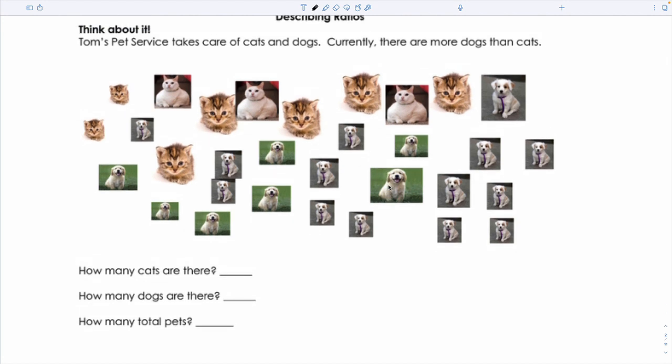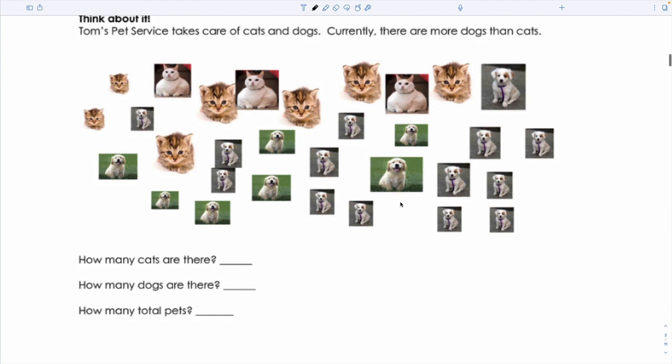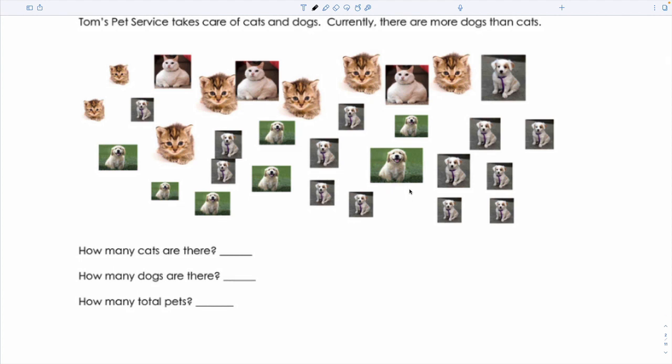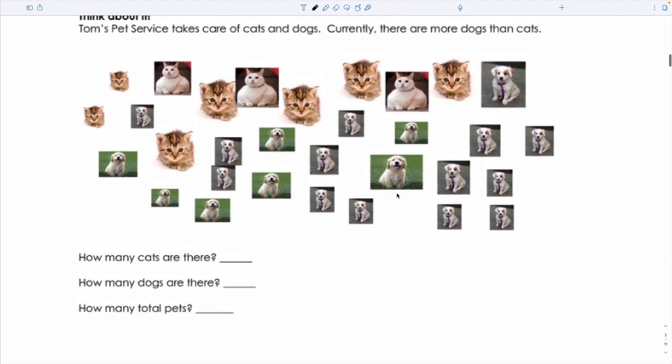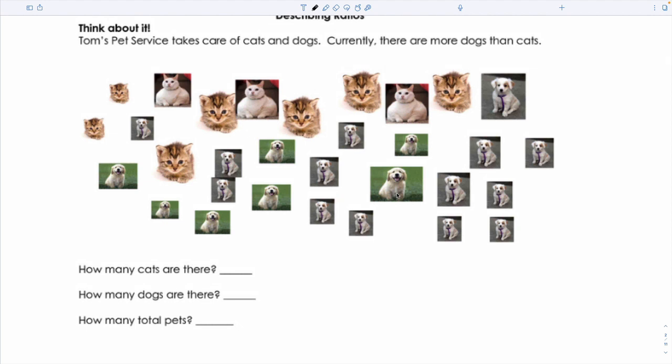Yes, Max? I like doing this, counting the dots. Awesome, yeah. So this is the simplest I can give you: there's a picture. Tom's Pet Service takes care of cats and dogs. Some of them are larger than others. Some of them are cuter than others. Currently, there are more dogs than cats. Count up the cats and raise your hand if you already have it.